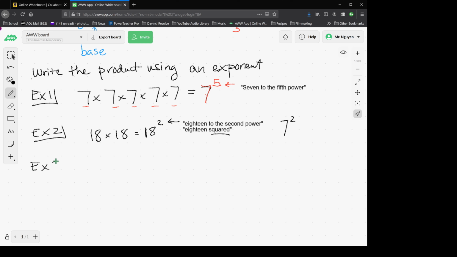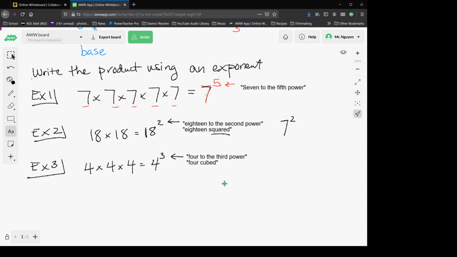So here's another one. Let's try 4 times 4 times 4. What's being multiplied? The only number that's there is 4, so that's your base. How many times is it being multiplied? Well, 3 times. So this is the correct way of saying this. This is 4 to the third power. You could definitely say that. But the more common way you will hear this is 4 cubed.